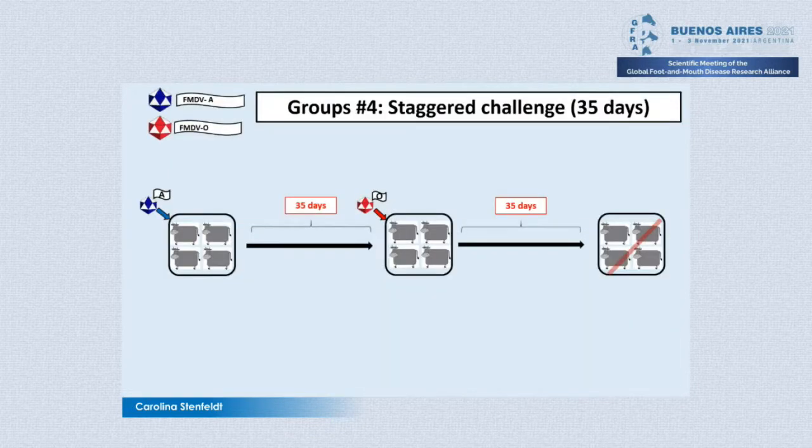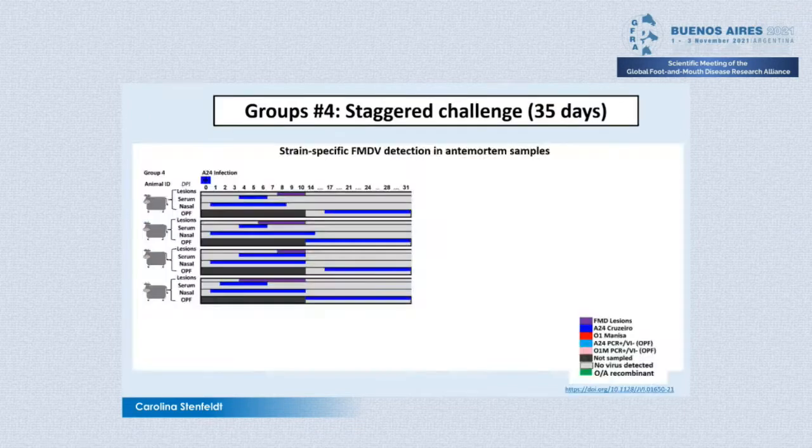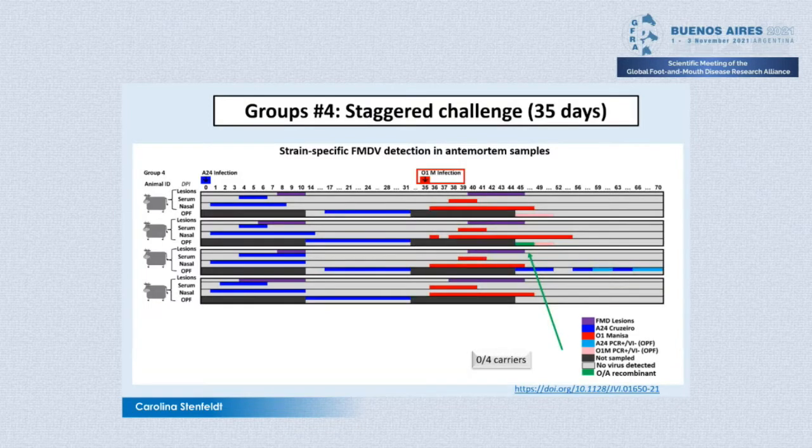The 4th and final group was infected with A24 and then superinfected with O1 Manisa at 35 days post the first infection. Similar to previous groups, all animals were infected by the first exposure, and they were also all positive for A24 in probang samples. But in contrast to the previous group, all animals in this group developed clinical FMD when superinfected with O1 Manisa at 35 days.